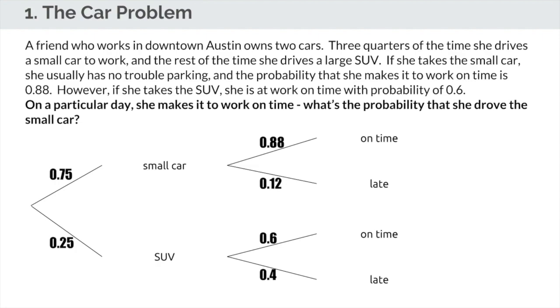So then the next thing we want to do, and I'm still not to any questions on the actual problem yet, we want to make sure that we set ourselves up for success as much as possible. So what I'm going to do is actually calculate 4 probabilities over here on the right side of the screen. Basically, there are 4 different things that can happen in this scenario with these 2 variables. So either she drives a small car and is on time, or she drives a small car and is late, or she drives the SUV and is on time, or she drives the SUV and is late. So I'm going to calculate those 4 probabilities.